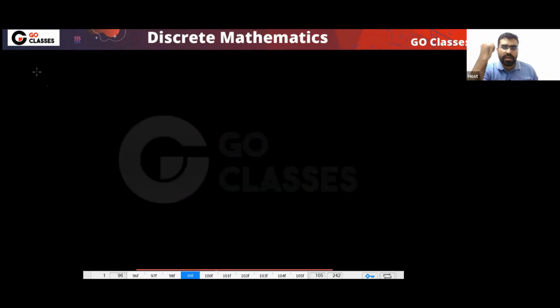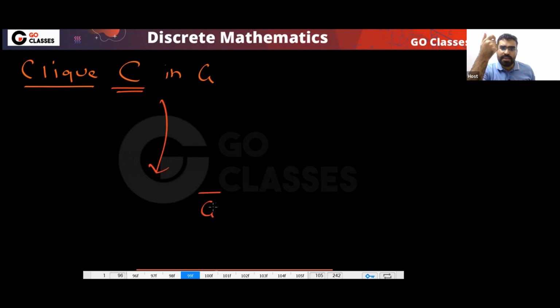What do you think? Okay, let's assume you have a clique C in G. What will this C become in G complement? This C is a clique in G, what will it become in G complement? It will become an independent set.